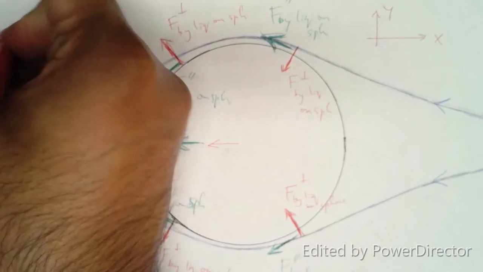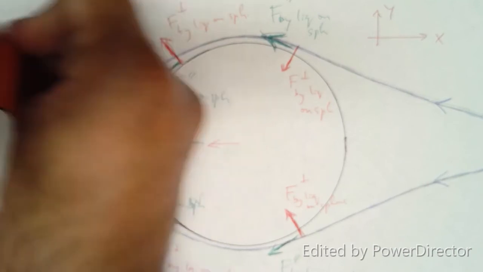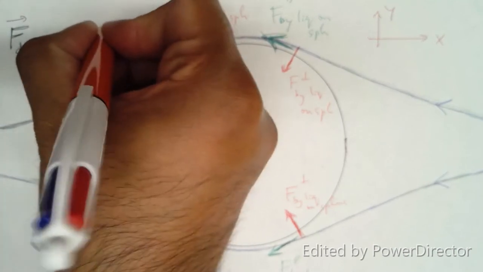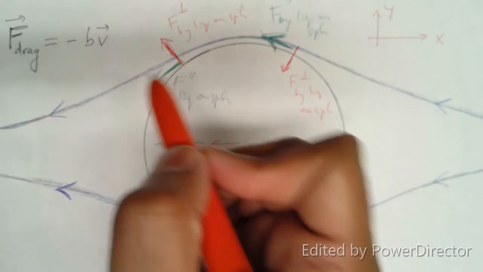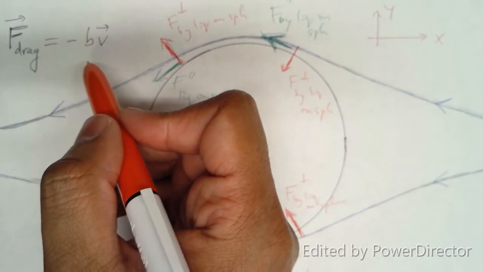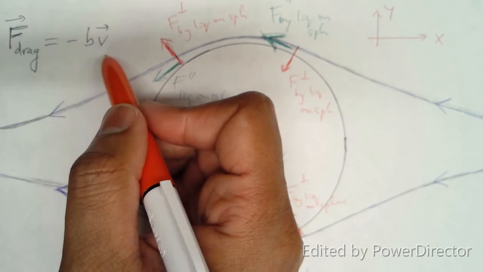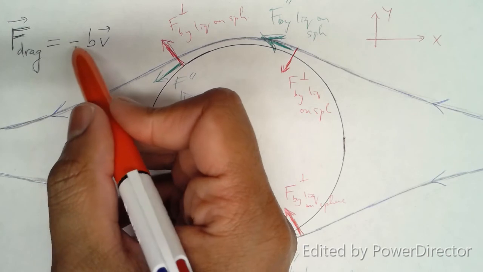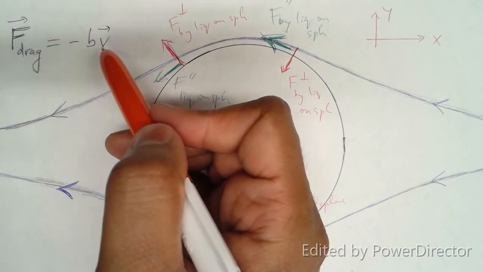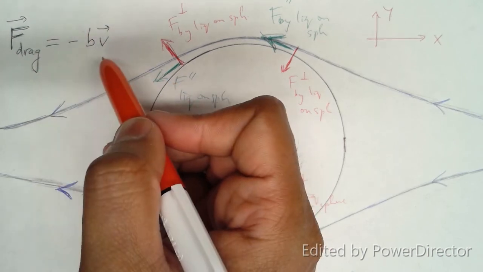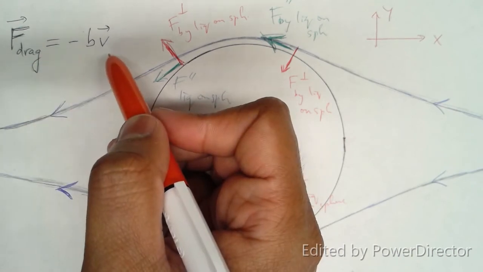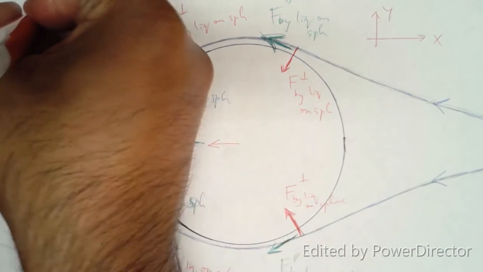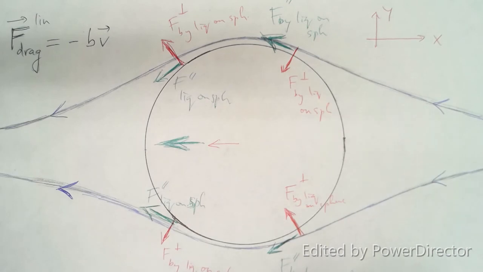Now, of course, not everything is spherical in shape, so often we just reduce this to F drag is equal to minus bv, where b is some constant which depends on the shape and the viscosity and so on, and v is the velocity, and the minus sign tells us the drag force is in the opposite direction of the velocity, but it is directly proportional to the velocity, so this is the linear drag force. All right, in the next video we will look at the quadratic drag force.